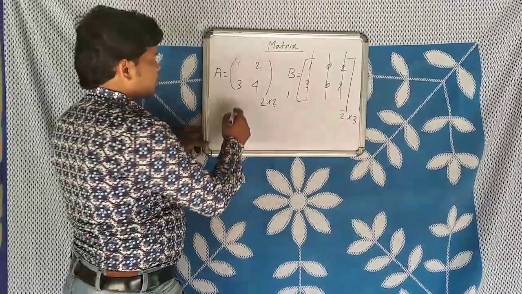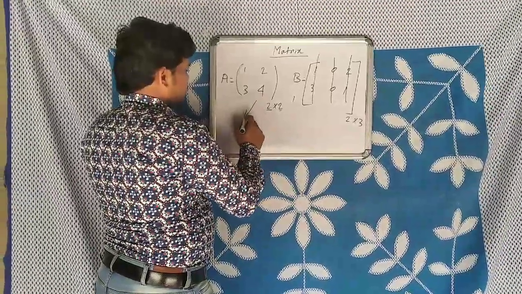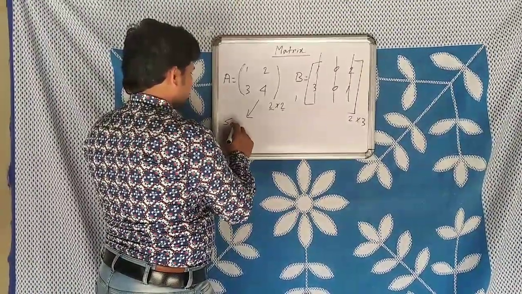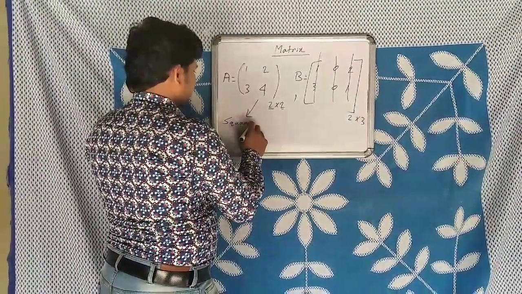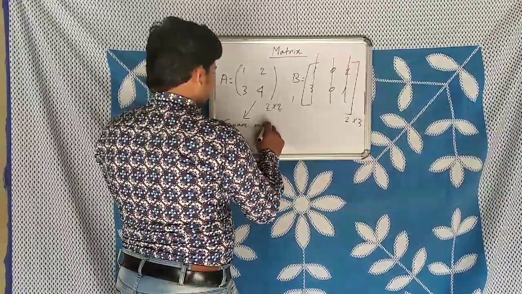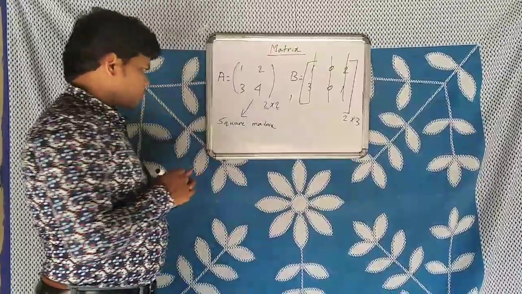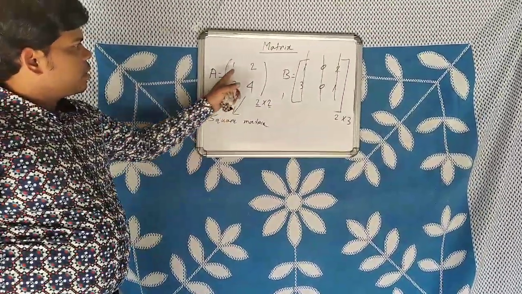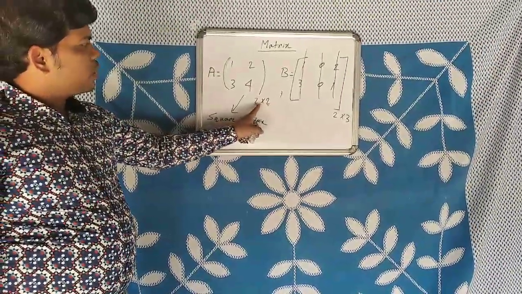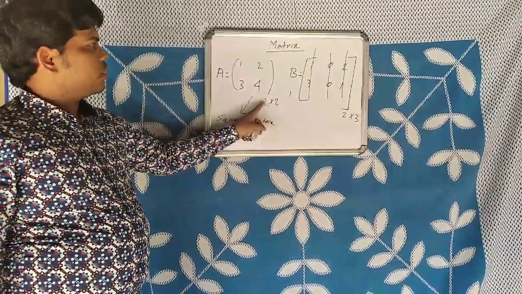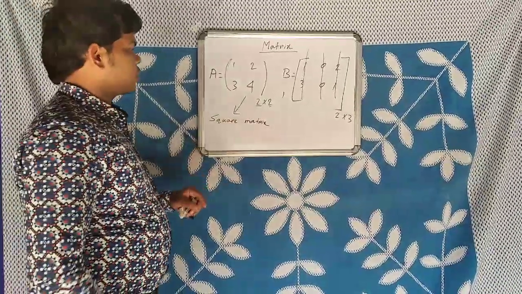And another important thing, this matrix is called a square matrix. Why is this a square matrix? See here, the number of rows is equal to the number of columns. That is why this matrix is called a square matrix.